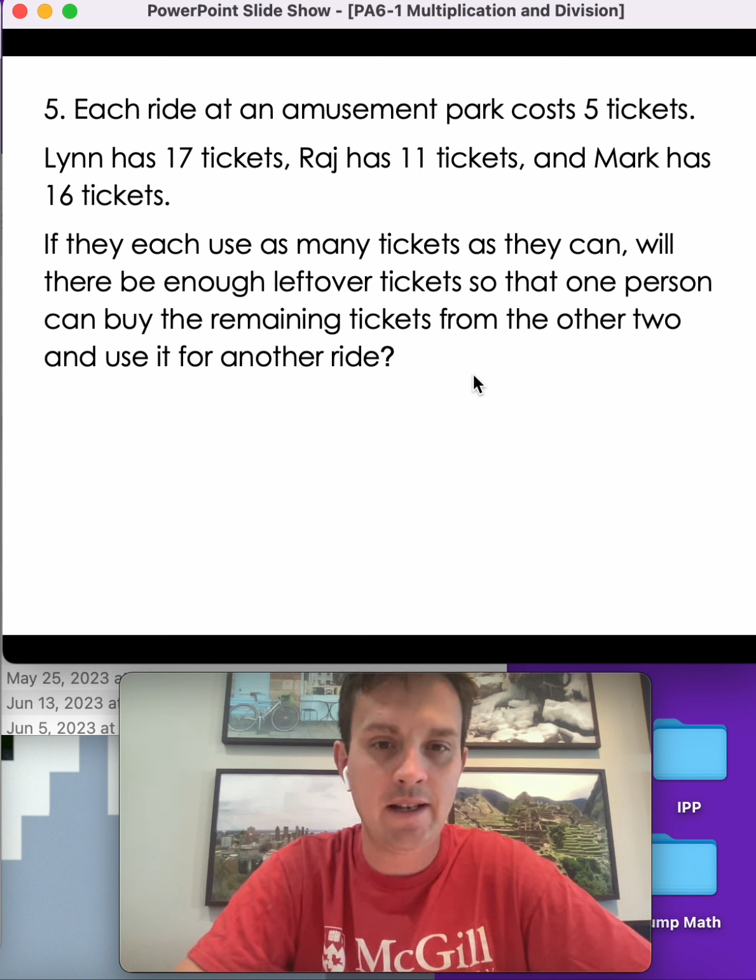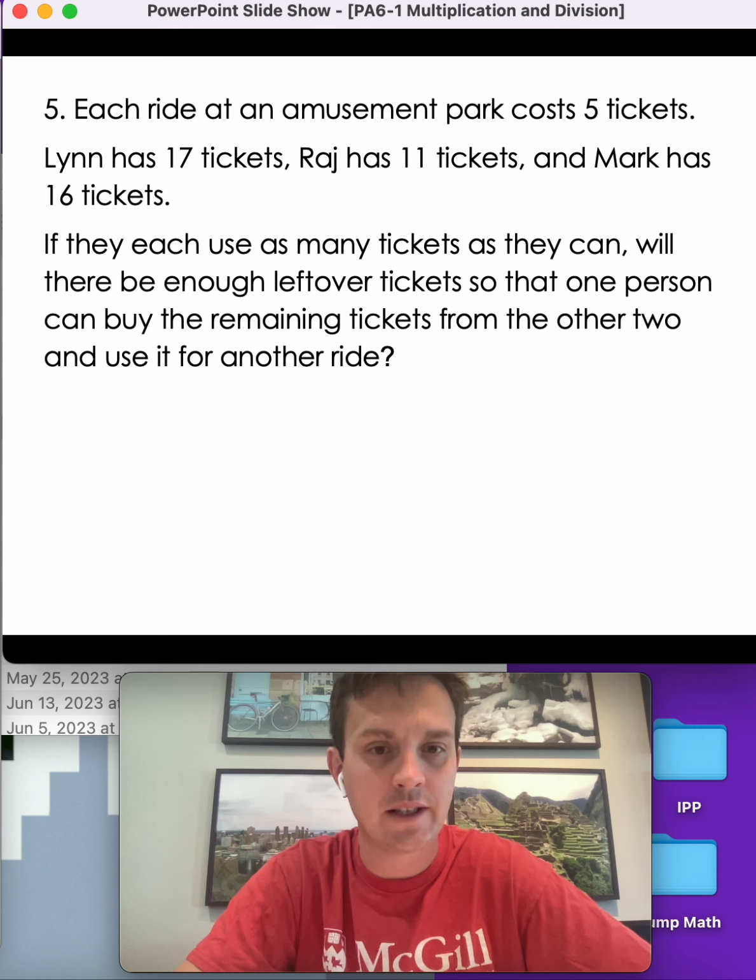Lynn can go on 3 rides with 2 tickets left over. Raj can go on 2 rides with 1 ticket left over, and Mark can go on 3 rides with 1 ticket left over. Together they have 4 leftover tickets, which is not enough for another ride.